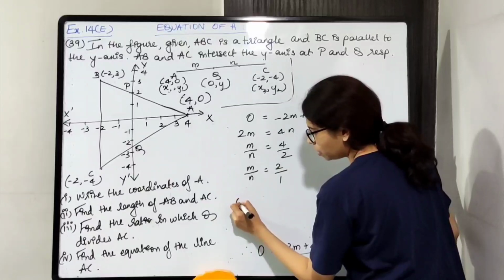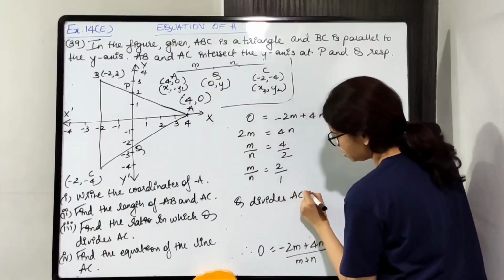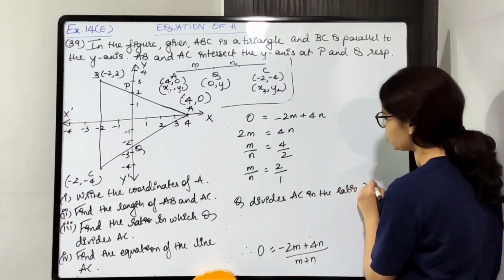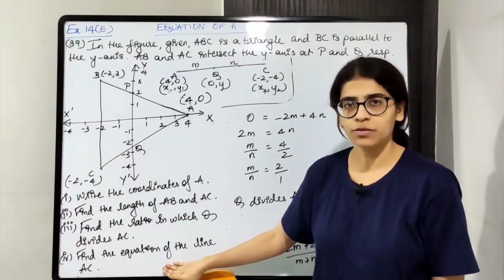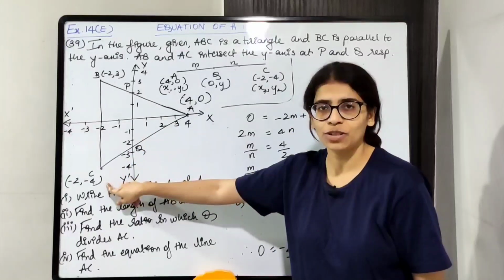So write down Q divides AC in the ratio 2:1. Okay, now we'll proceed to the last part of the question. Find the equation of the line AC. We have to find the equation of AC.